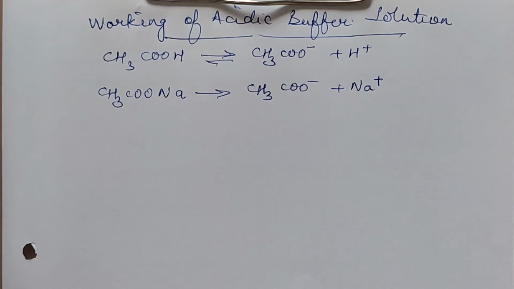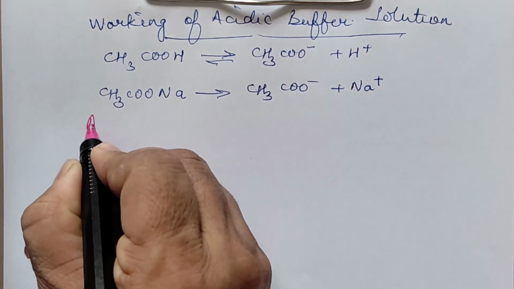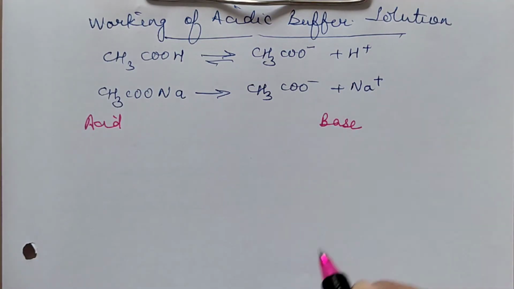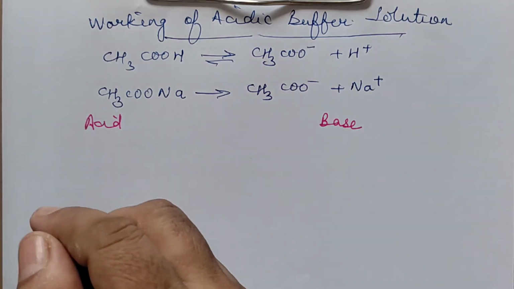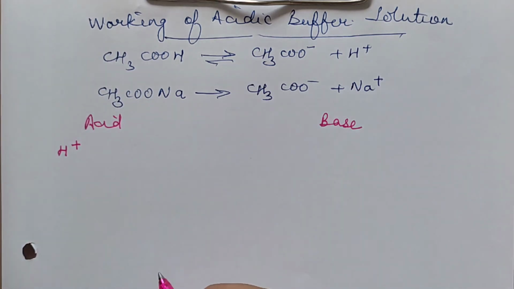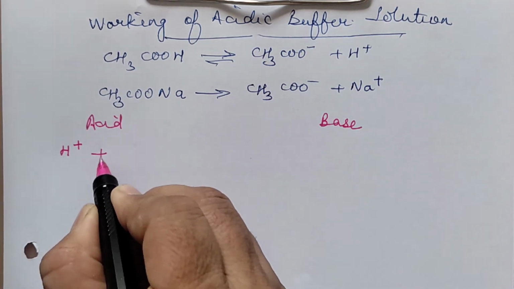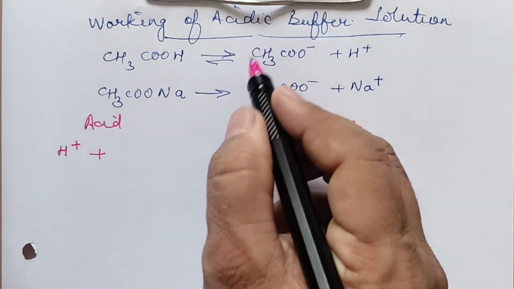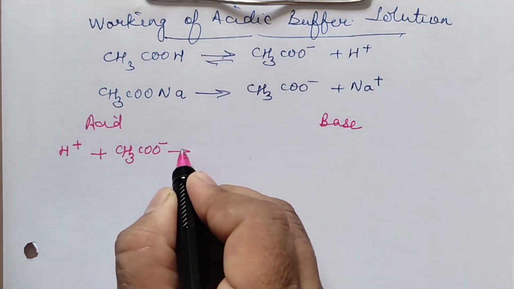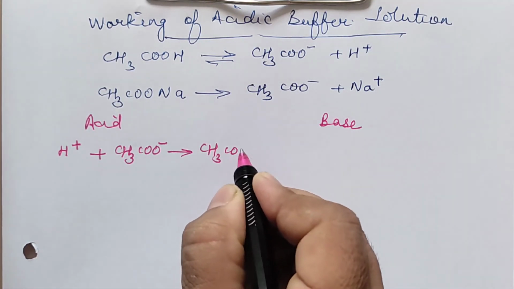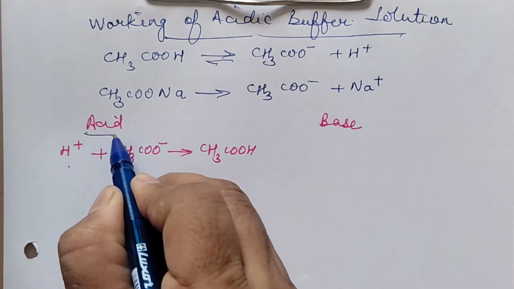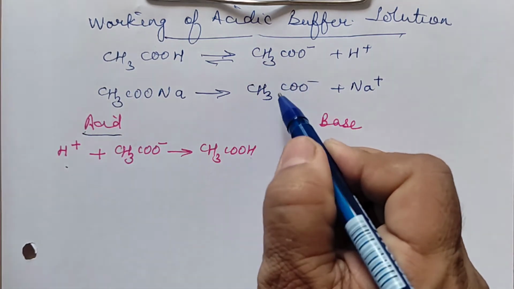Now let us understand what happens if we add acid or base, and why the pH doesn't get affected. If I add acid to this combination, suppose we have added H plus, then when it is added, it is going to react with the available acetate ions. So this is going to react with the acetate ion and result in the formation of acetic acid, right? That means the acid which we have added externally has reacted with the available acetate ions.